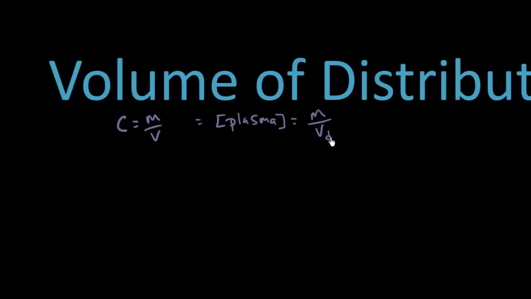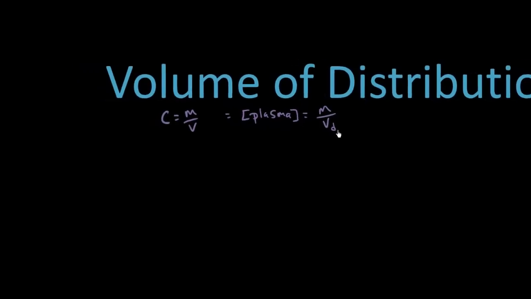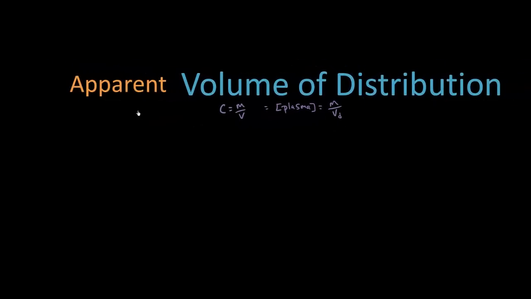Now remember, it's not a real volume. It's our way of saying, hey, if I didn't know any better, this plasma concentration isn't normal, so something must be up with the volume that this drug is distributing in. That's why we call it the apparent volume of distribution. Super huge, remember, apparent volume of distribution.